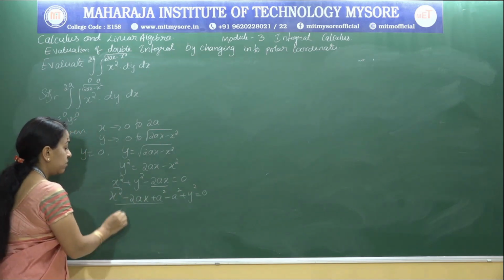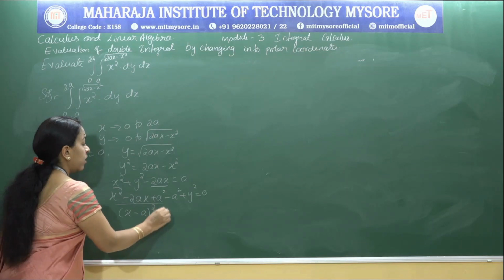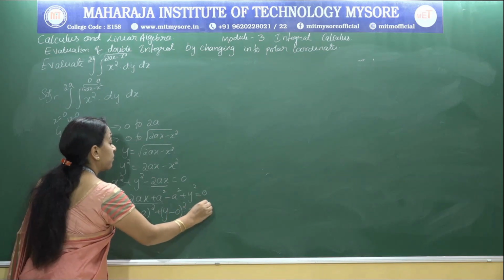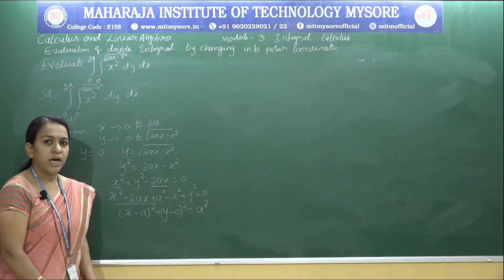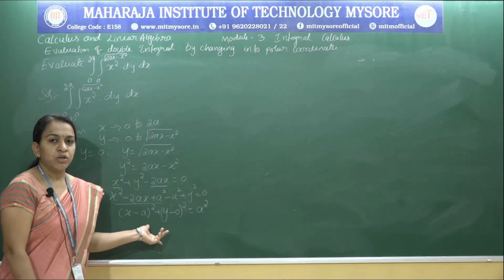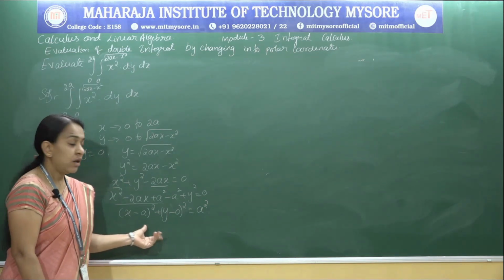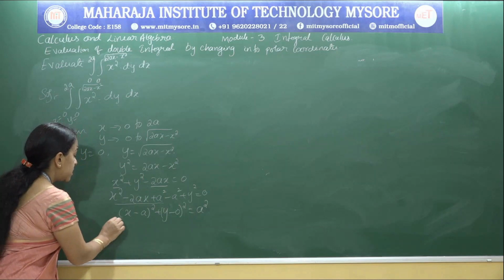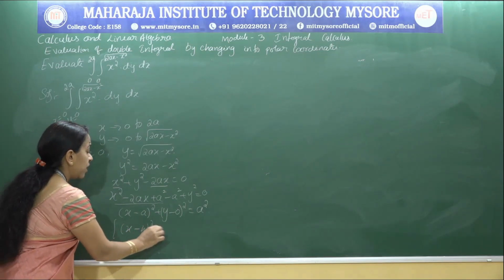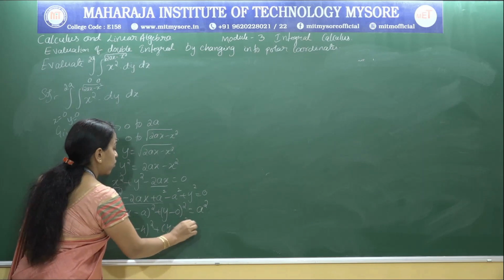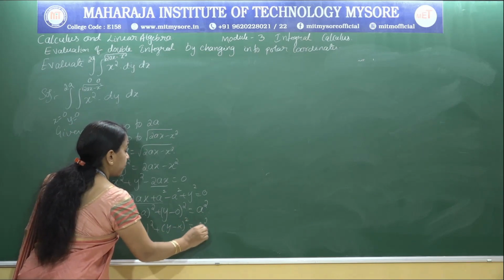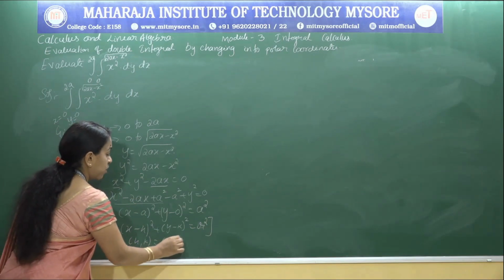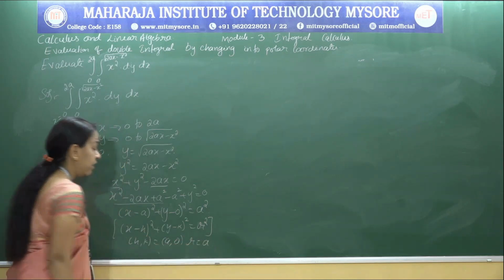Or if I group these three terms, I can write it as x minus a whole square plus y minus, I write y square as y minus 0 whole square, equal to a square. Yes, we know that this represents a circle. So what is the standard equation of the circle? That is x minus h whole square plus y minus k whole square equal to r square. Yes, this is in the form x minus h whole square plus y minus k whole square equal to r square, where center is h comma k, which is a comma 0, and radius r is given by a.